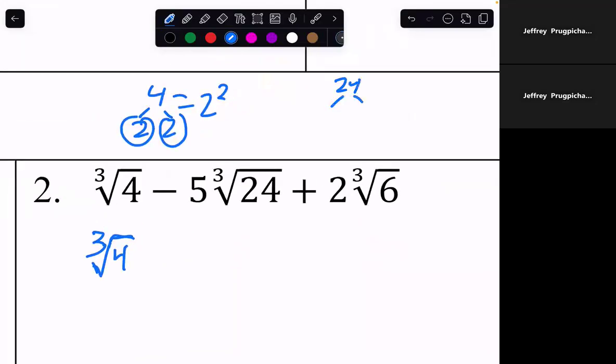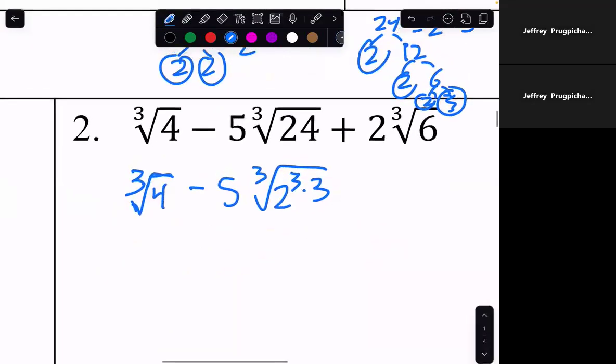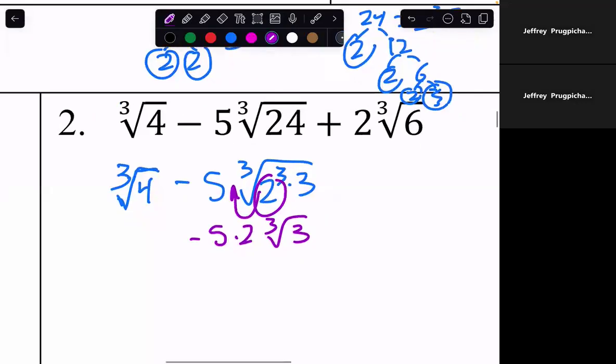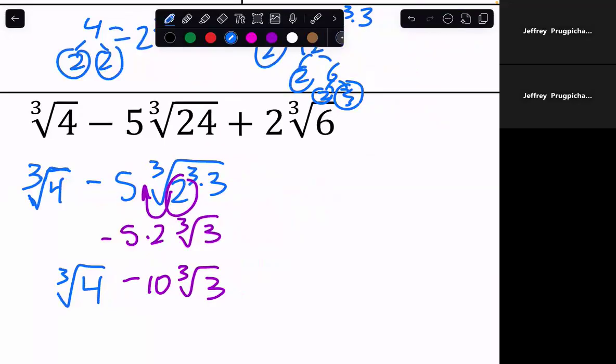24, what can I do with that? Okay, so 24 is 2 cubed times 3. So I can take the 2 out to join the negative 5 that's already there. So negative 5 times 2 is now negative 10. And then over here, 6 is 2 times 3, but nothing is going to get cubed. So we'll just leave it at 2 cube root 6.